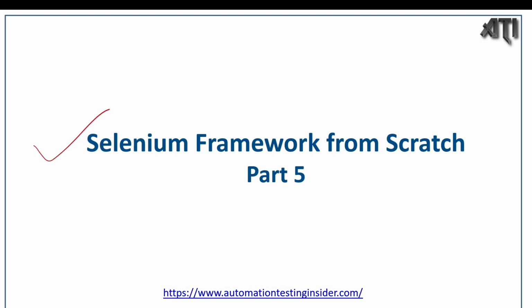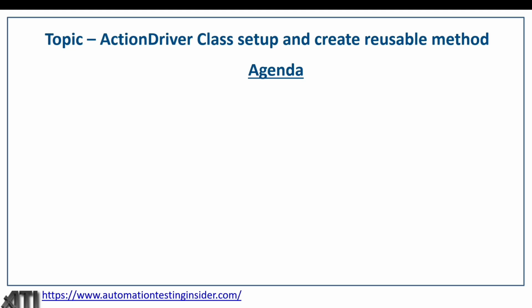So in the previous part we talked about how we have set up and refactored the base class, and later on we created the testng.xml file and executed the script using the testng.xml file in our framework, right? Now today we'll set up the ActionDriver class in our framework, and we'll create different reusable methods inside the ActionDriver class. You can call them reusable methods, or you can call them customized methods.